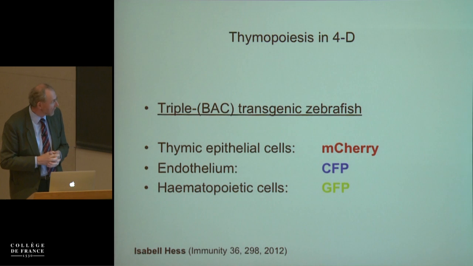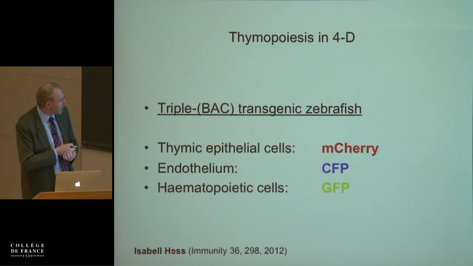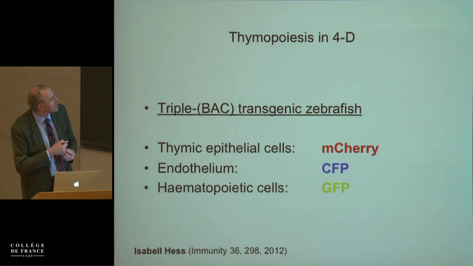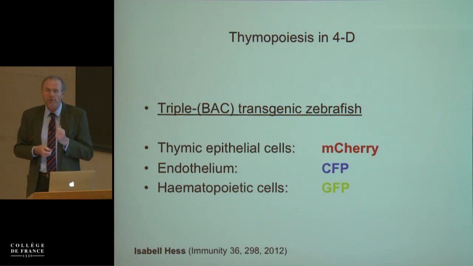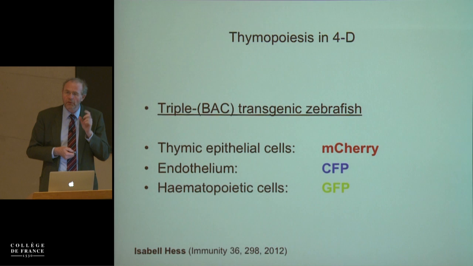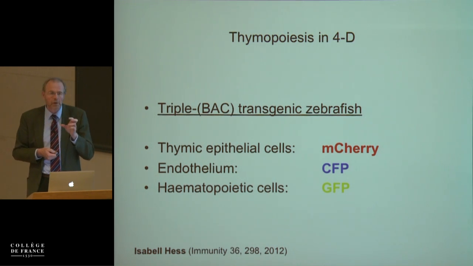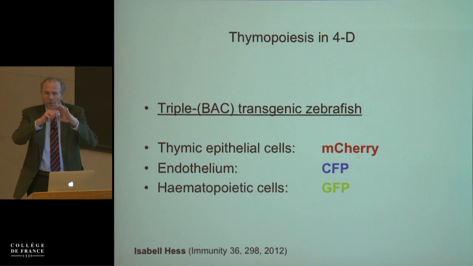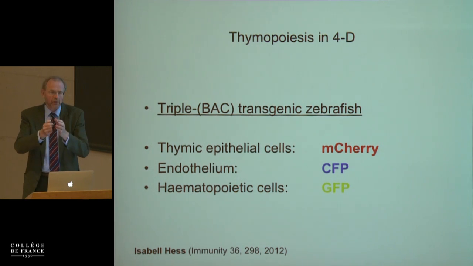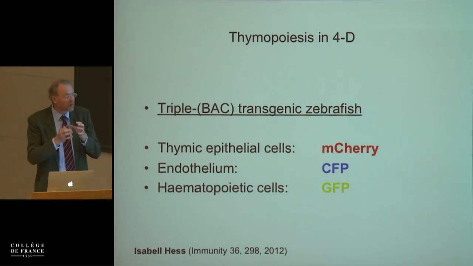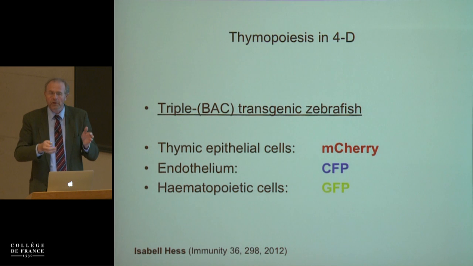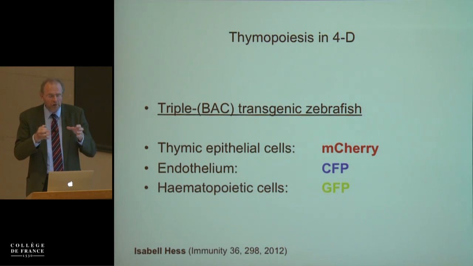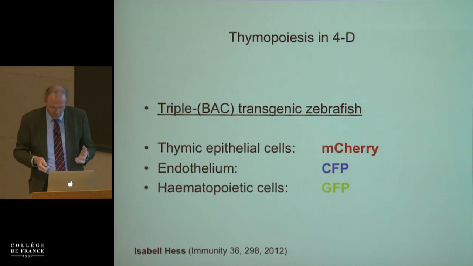I show you an experiment that Isabel Hess, a postdoctoral fellow in the lab, has done and published recently, where she has created triple transgenic zebrafish. The reason why she's done this with zebrafish is that during zebrafish development, in the third day after fertilization, thymus development already begins. That is, the rudiment forms, and the rudiment is colonized by the first lymphoid progenitors. And that can all be visualized under the microscope. So you can put these larvae, or embryos, under the microscope and observe them for 24 or 48 hours. And you can actually watch what each cell does as the embryo develops.